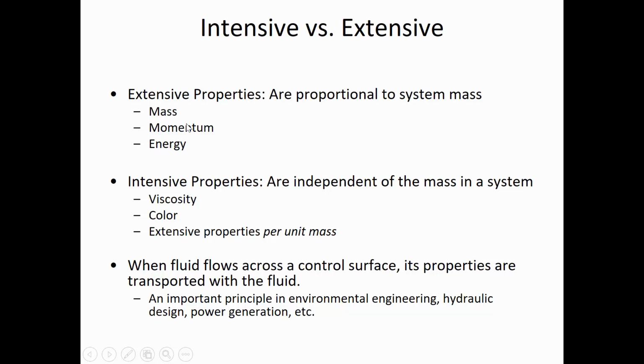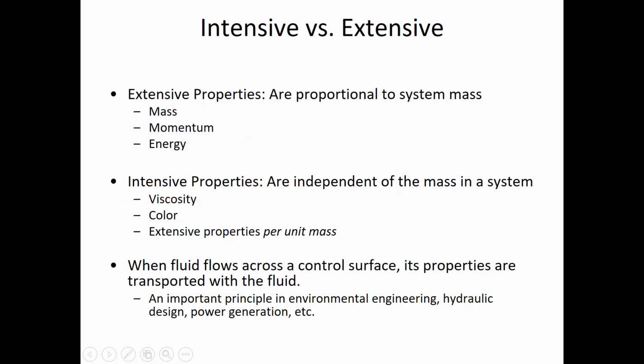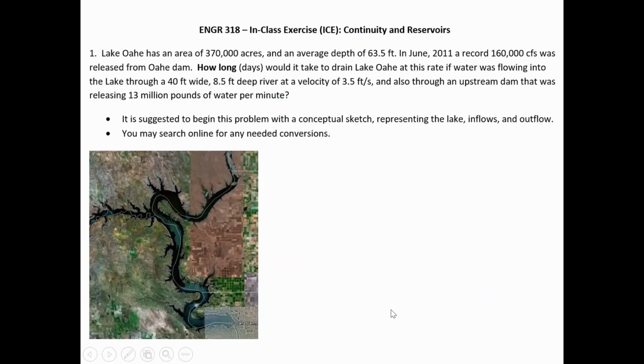There's some interesting text in the book that goes through it, but the main idea is that when a fluid goes through the control surfaces, the properties are transported with it. And so here, if there's momentum in that fluid, which is one of the properties that are related to system mass, the momentum goes through this control surface and it will have some effect inside of the control volume. So we'll talk a lot more about momentum in Chapter 6, but it's an important principle both in environmental engineering but also in hydraulic design.